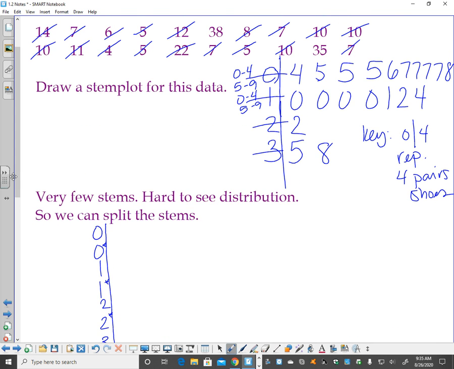Now you don't get to pick which stems you split. Like the stem for 2 and 3 are small. Like I really shouldn't have to split them. But if I split any of them, I have to split them all because otherwise it will distort your distribution.